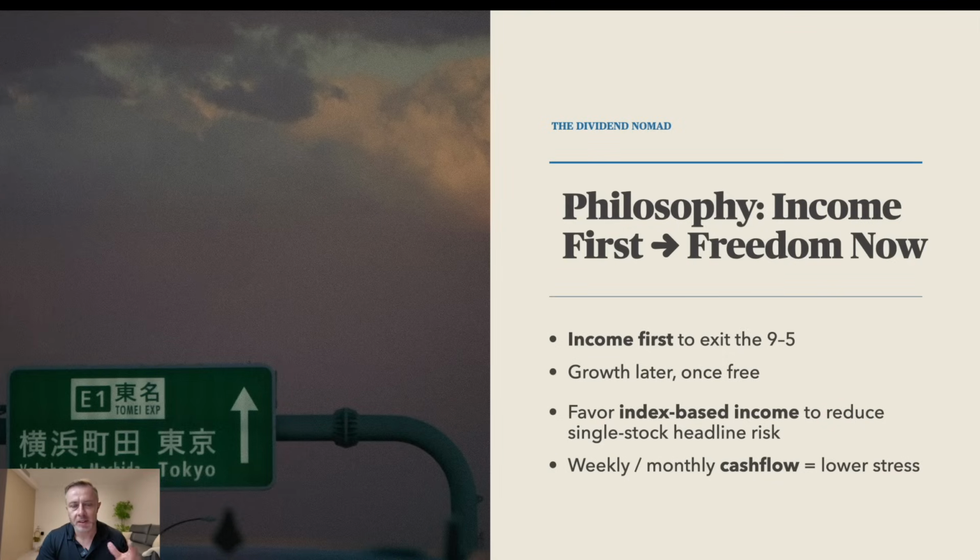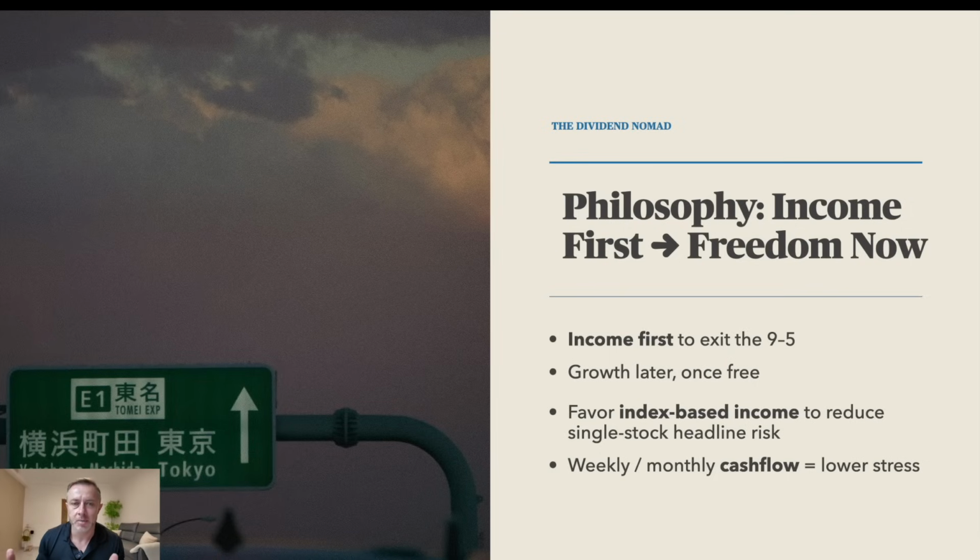Okay, and also, lastly, I want weekly or monthly cash flow. Why? Because it's lower stress, less planning. If you're getting paid every quarter like the traditional style, it requires a lot of planning and all kinds of other stuff to make your money work. But if you're getting paid every week or every month, it's just less hassle, because you know every single week I'm going to get this much money.